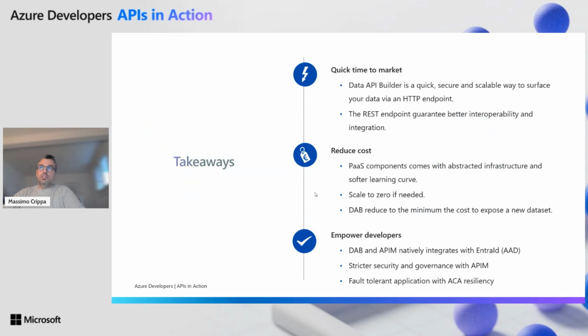So that brings me to the takeaways of this session. We were able to quickly expose a data API using DAB. We turned a SQL database very quickly into a REST endpoint. We were able to keep the cost under control, with multiple configurations per customer and per view. We can scale to 0 if needed. And then we secure our endpoint using the power of API Management and the power of resiliency policies introduced by API Management or Azure Container Apps.